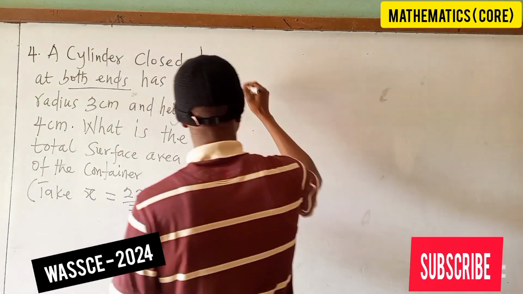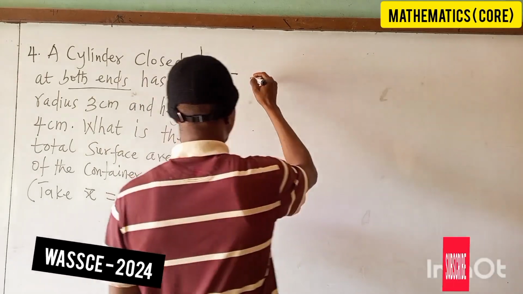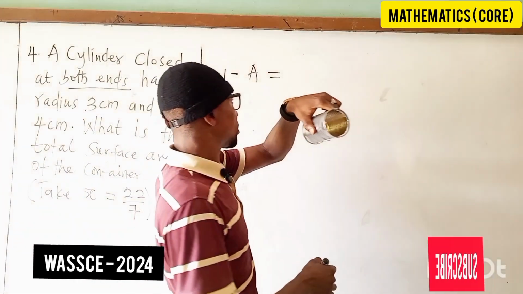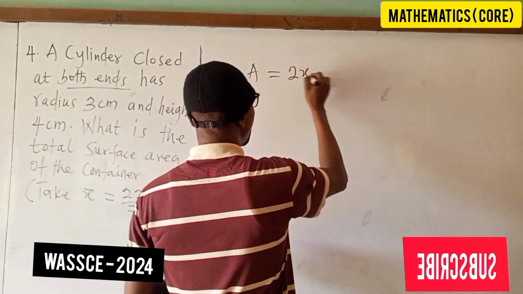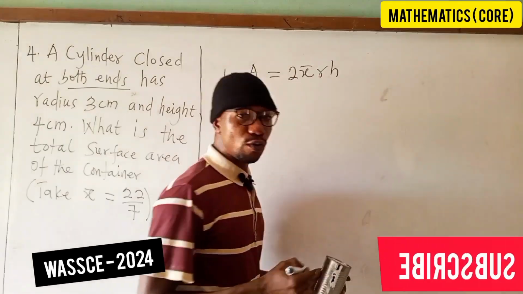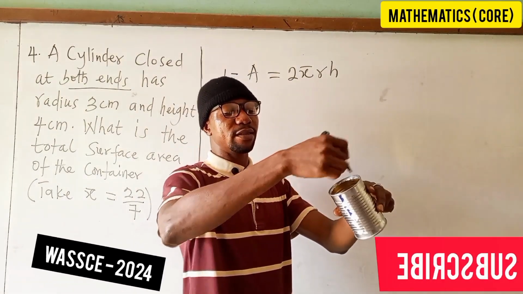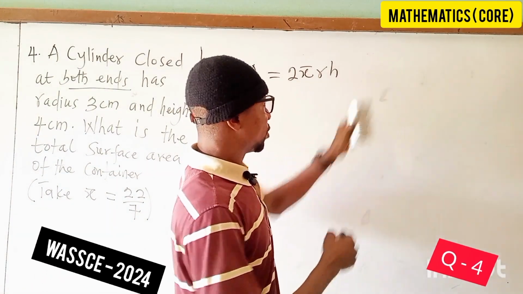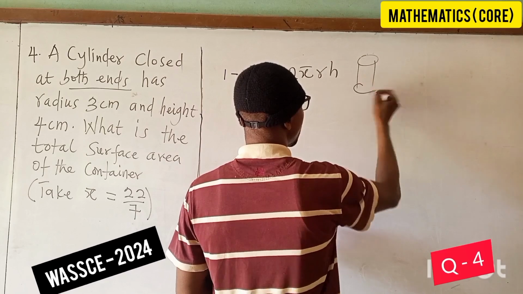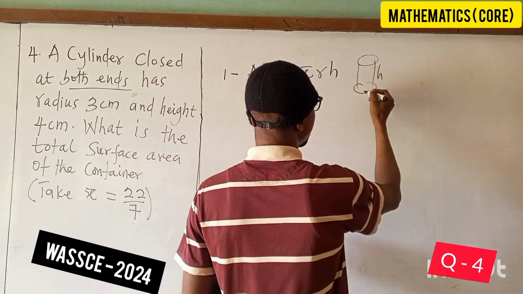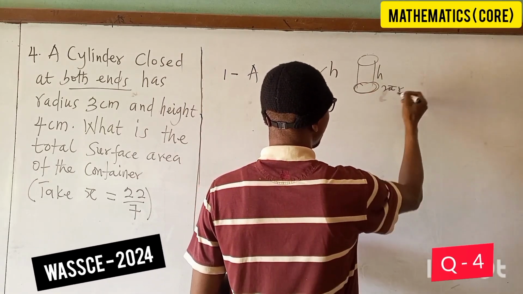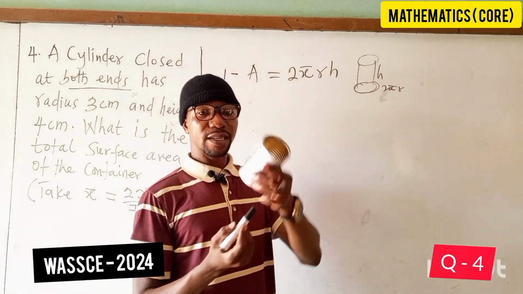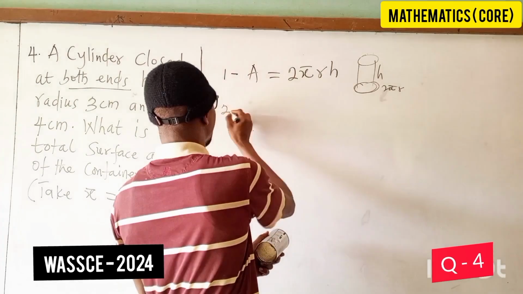So the area of a cylinder open at both ends, or the curved surface area of a cylinder, is 2 pi rh. 2 pi r is the circumference of the circle, multiplying the height of the cylinder. So we have the height of the cylinder, then the circumference of the cylinder, which is 2 pi r. When both are multiplied, you get the curved surface area of a cylinder whose both ends are open.